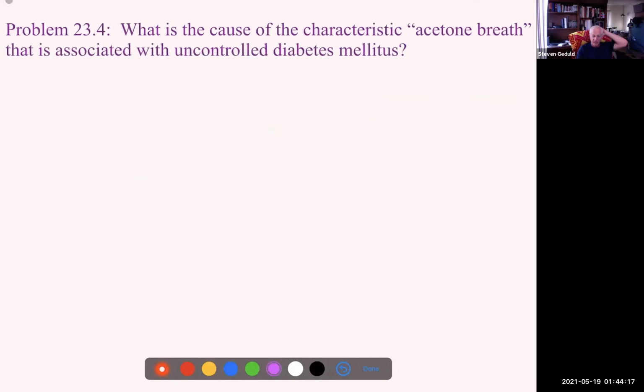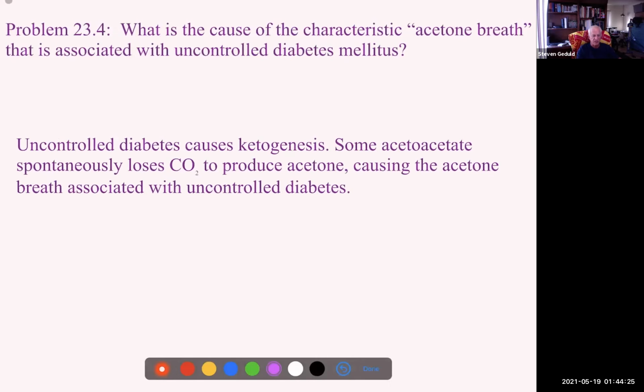What is the cause of acetone breath? That's associated with uncontrolled diabetes mellitus. We talked about that. That's the acetyl coenzyme A breaking down. So uncontrolled diabetes causes ketogenesis. Some of the acetoacetate loses its CO2 to produce acetone. That causes the acetone breath associated with uncontrolled diabetes.